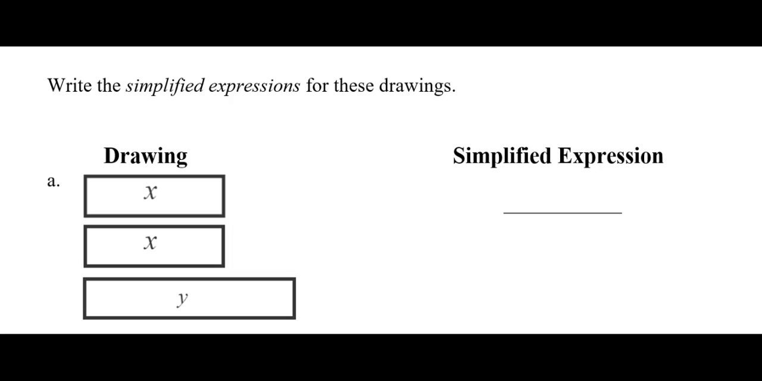In my next drawing, I have 2 x's and 1 y. The x's and the y's are different from each other, so you would not combine them. So our simplified expression would show that we have 2 x's, and to that we're going to add 1 y. And just a reminder that we don't put a 1 in front of the y, we just put the y.